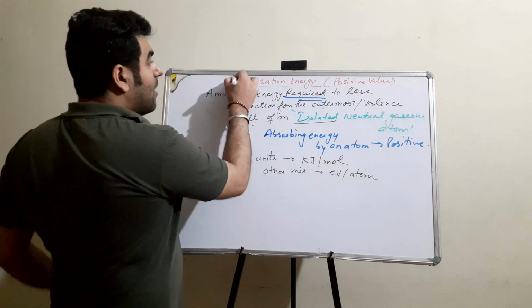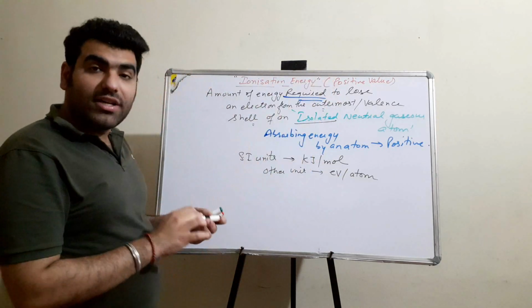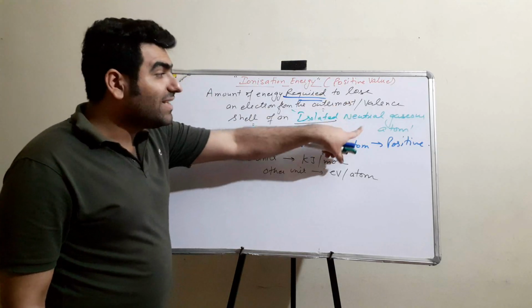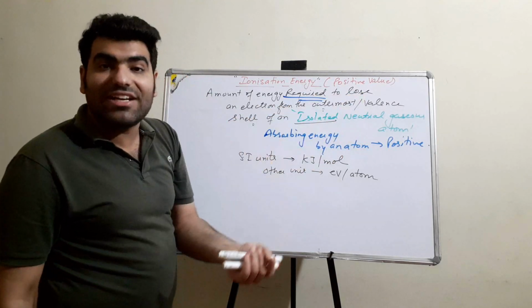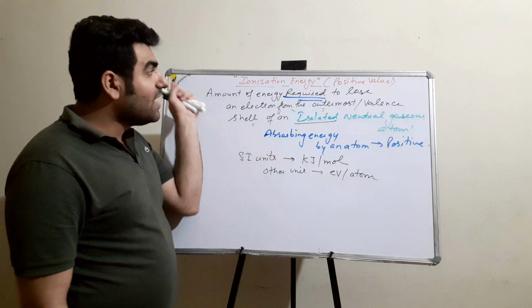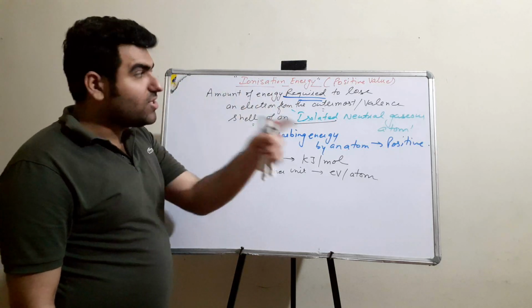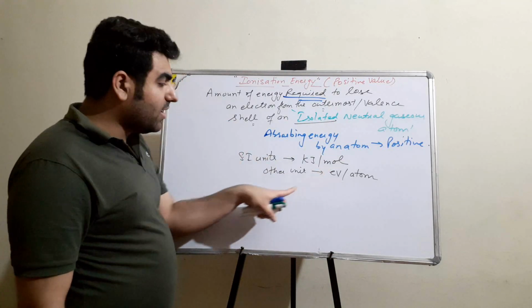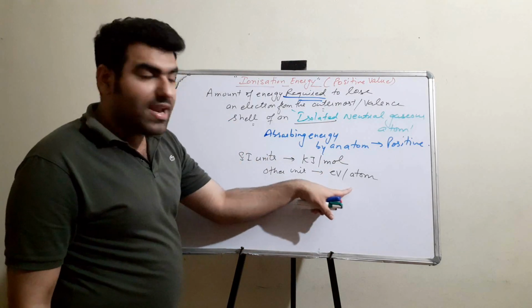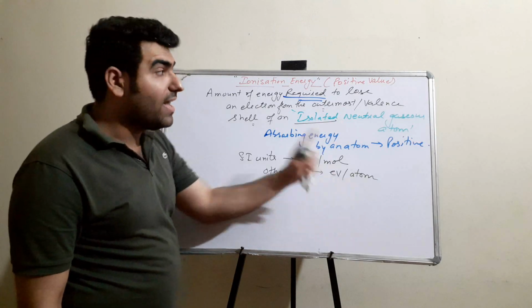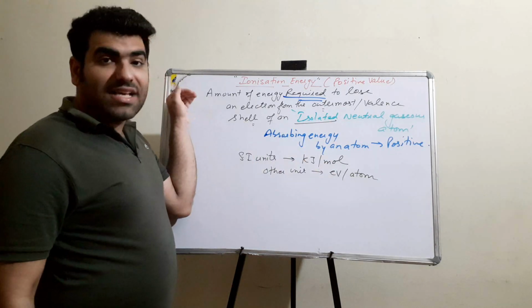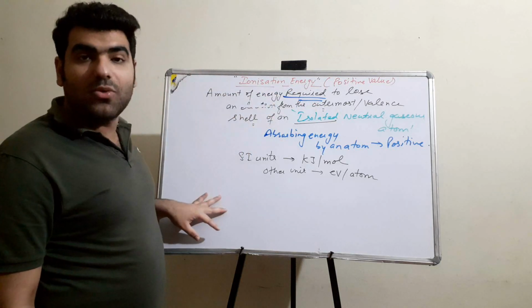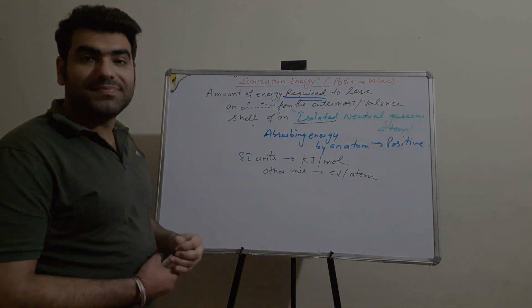So this was all about the ionization energy. What is this? How much energy is required to make this atom lose its electron from the outermost shell? That is what the ionization energy is. It is always positive. And its SI unit is kilojoule per mole, the other unit would be eV per atom or electron volt per atom. Now we'll discuss its trends along the period as well as down the group. So we'll discuss that trend now.